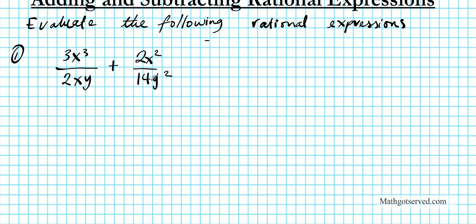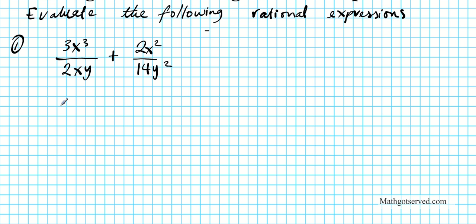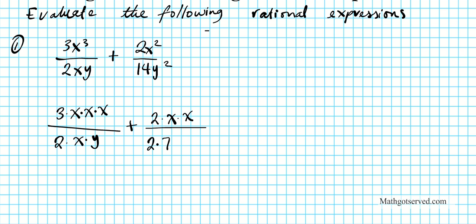We can also break down the numerators and denominators just to see if there's anything in common that can be reduced first before we go ahead and add. So let's break everything down. We're going to have 3 times x times x times x on the top divided by, and the bottom 2 times x times y, and then plus on the right side 2 times x times x. And on the bottom, if we break down 14, we have 2 times 7 times y times y.